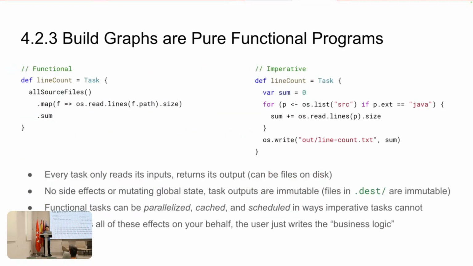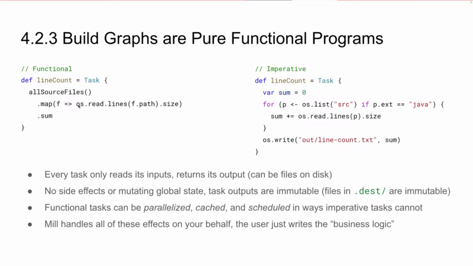So Mill uses that to define your build. Line count is a pure function that takes all your source files and runs a pure computation to read them and return the lines. And you could do this imperatively on the right, like as a side effecting callback, which many build tools do. Most build tools, in fact: you hook a callback, and it will just randomly read from some random file on disk and write to some other file on disk. That's kind of standard for things like make, rake, Gradle, most of the JavaScript build tools.